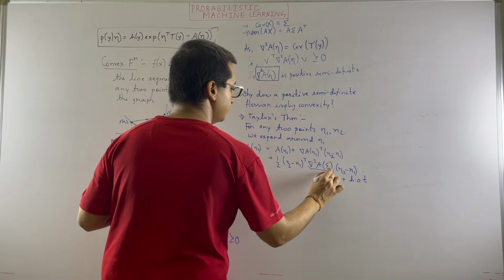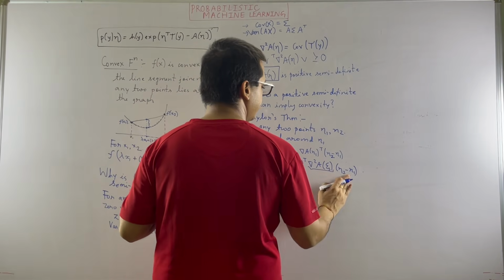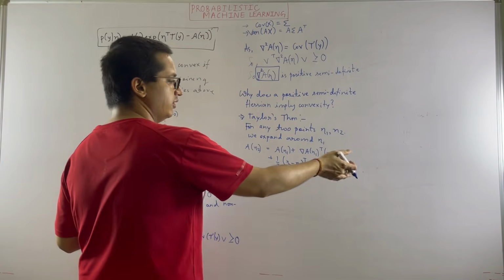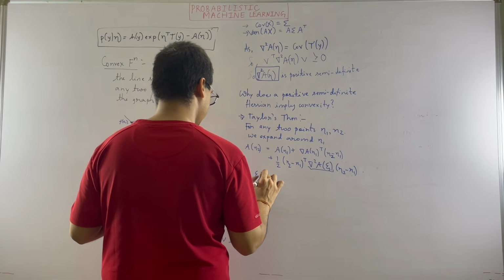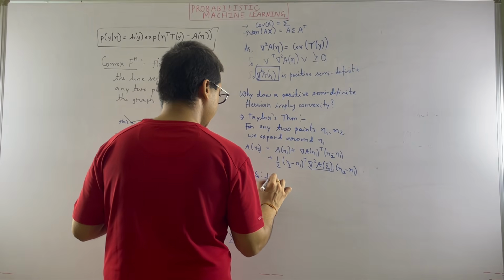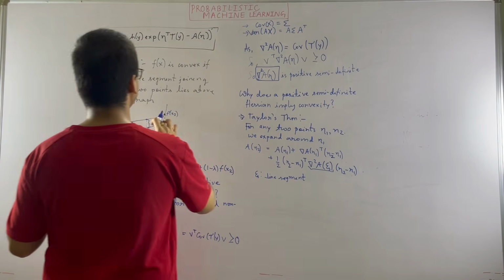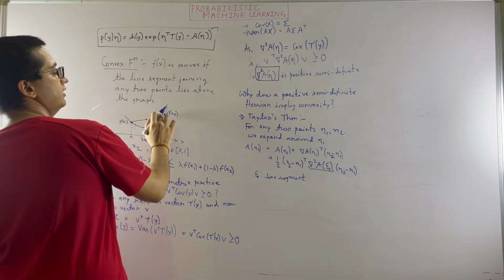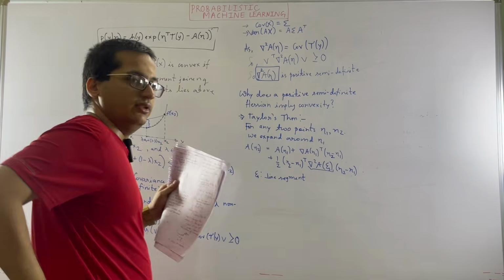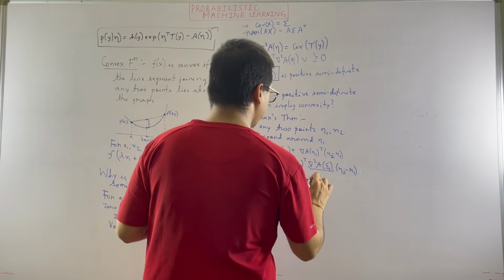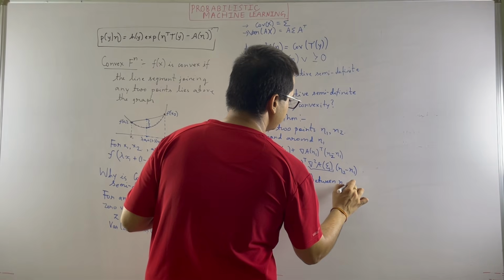So I am making a second order approximation for del square of A of eta, and this zeta is on the line segment between eta 1 and eta 2. You can think of it this way: between eta 1 and eta 2, on the line segment, we have the zeta.